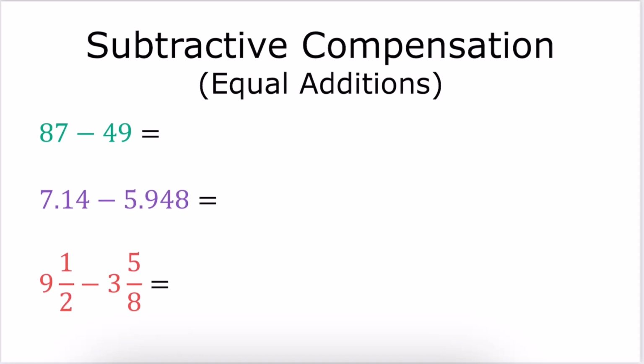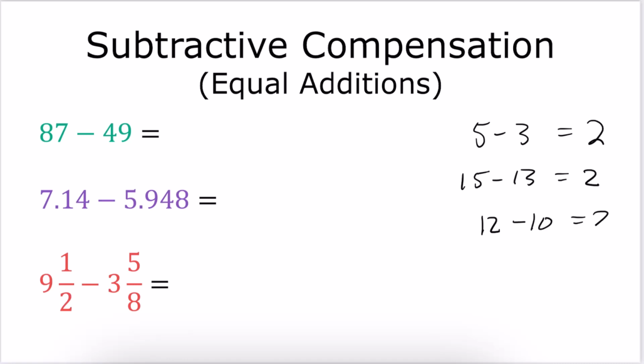And to show your students that this really works, you can give them a few examples. Like you can say, okay, 5 minus 3, we know that this equals 2. But what happens if I add maybe 10 to both of these? Well, if I do 15 minus 13, the answer is still 2. What if I add, I don't know, 7 to them? Well, 5 plus 7 is 12. 3 plus 7 is 10. Again, it doesn't change the answer at all. So, regardless of what you add to both parts, if you add the same number to both parts of the subtraction, your answer won't change at all.